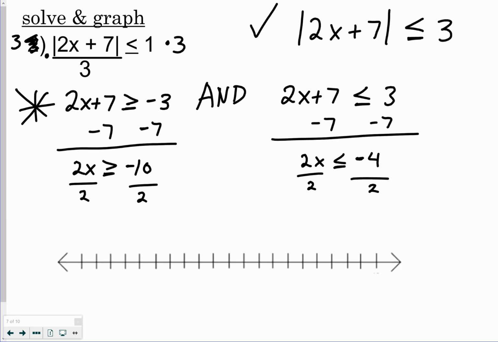It's okay, you missed it. So x is greater than or equal to negative 5, and x is less than or equal to negative 2.